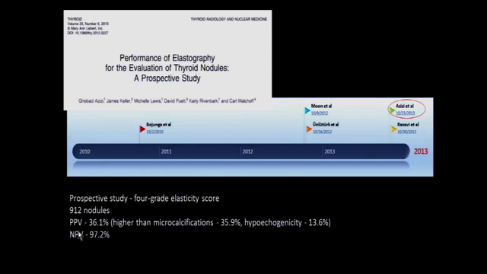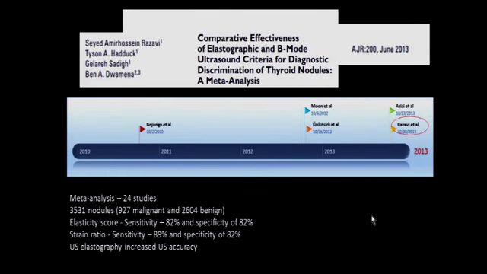that they had a positive predictive value of 36% and a negative predictive value of 97%. This positive predictive value was higher than for microcalcifications alone or hypoechogenicity alone. So that's significant. Lastly, Razavi looked at a meta-analysis of 24 studies with 3,531 nodules and saw that the sensitivity of elasticity score was 82%, specificity was 82% as well, and found that ultrasound elastography increased the ultrasound accuracy.